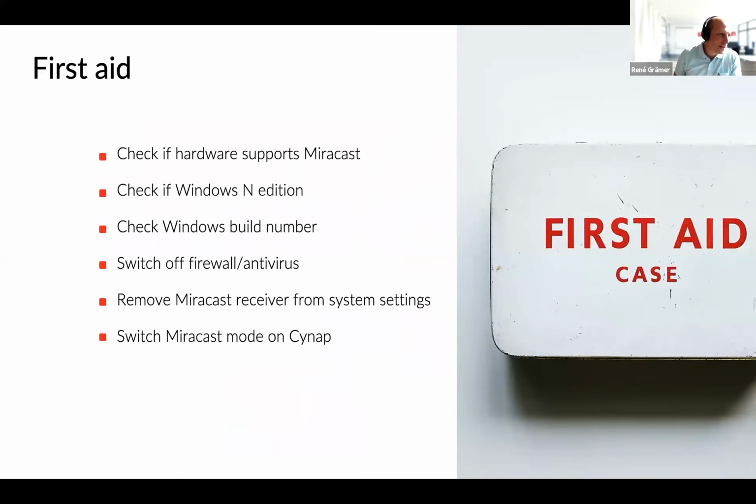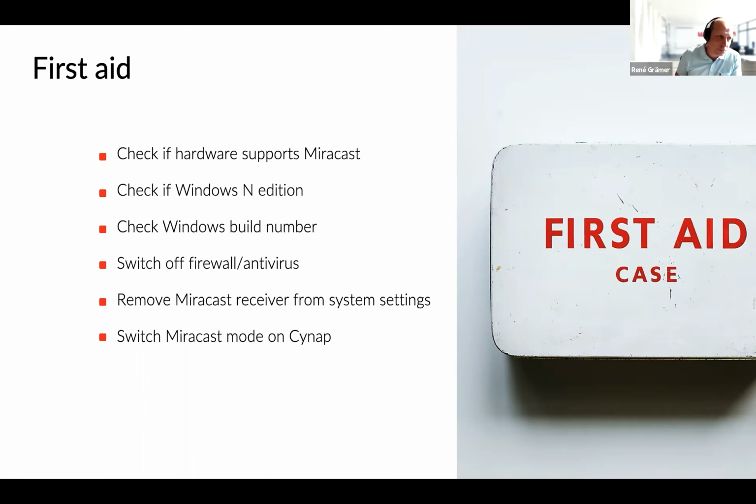Okay, first aid usually is: check if hardware supports Miracast. Check if your Windows edition is an N edition. I call it the "no" edition, which does not carry any codecs, so no audio or video codec, which interestingly still shows the wireless display option on your laptop, but since there is no codec on it, you won't be able to do that. It simply does not work.